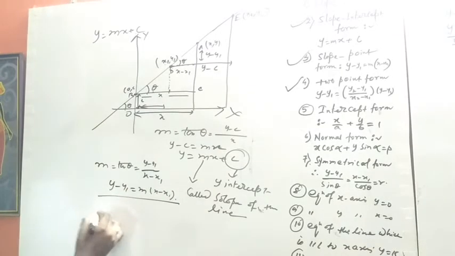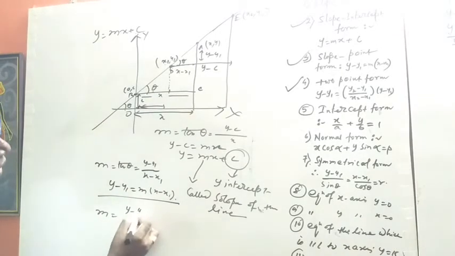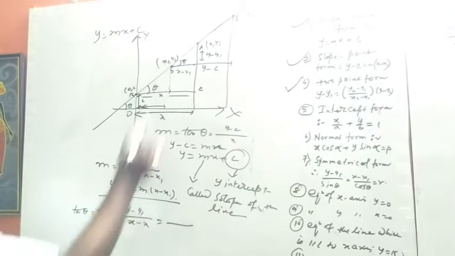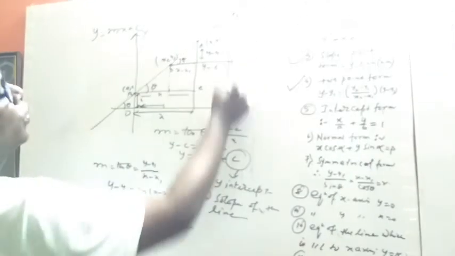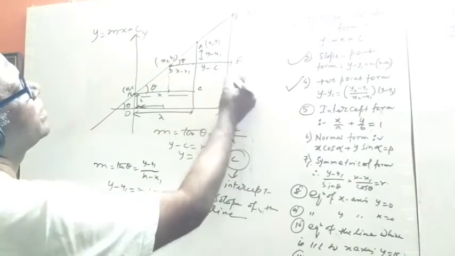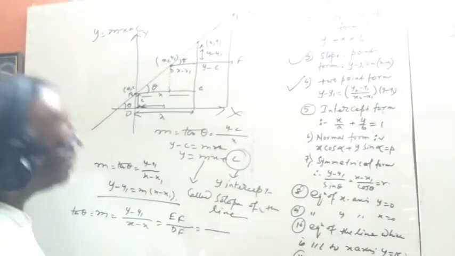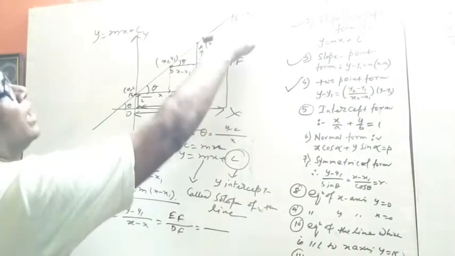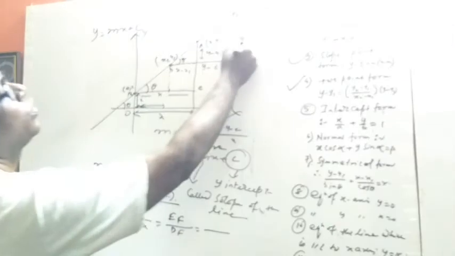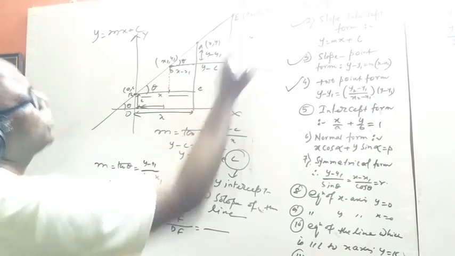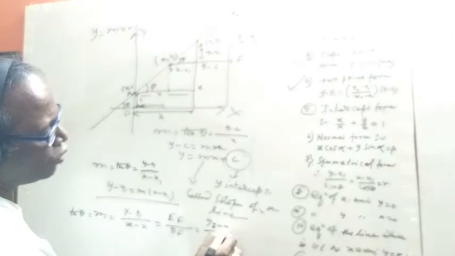Okay, from here, m is equal to (y minus y1) by (x minus x1), and you know that is tan theta also. So this is theta. Let us assume this is F. So EF by DF. EF here means this is y2 and this is y1, so the resultant height is y2 minus y1. So EF means y2 minus y1.